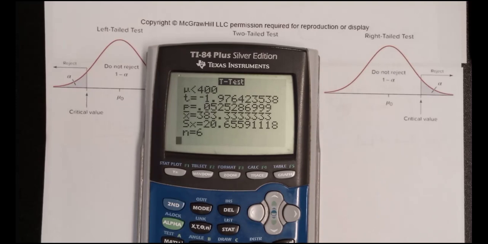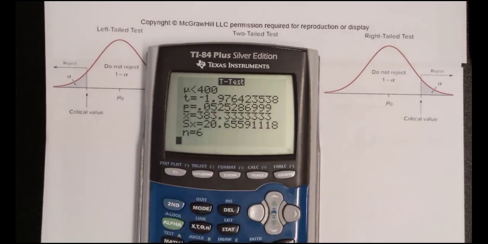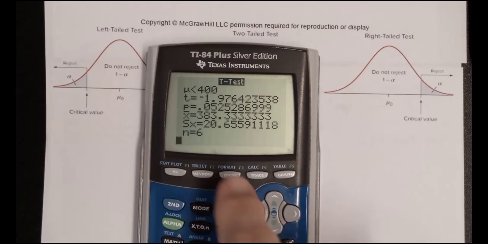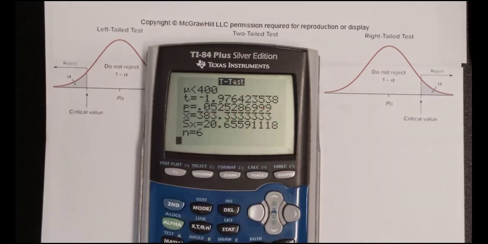There's X bar and the standard deviation and the number of things. They didn't tell me accept or reject. Why not? Because they didn't give me the t-calc. What they gave me instead was the p-value, the same p-value from the t-curve that we would have gotten from the normal distribution. They did, what is the chance of getting this? And it's 0.0525. What was our significance?